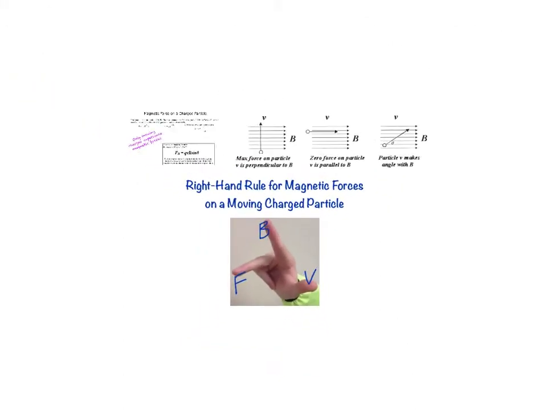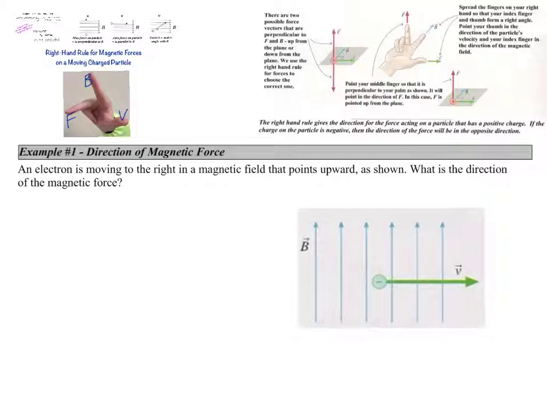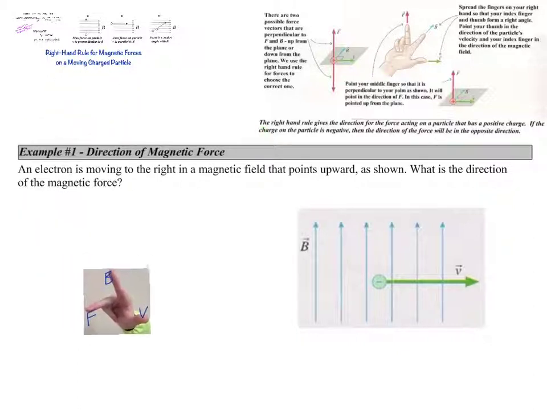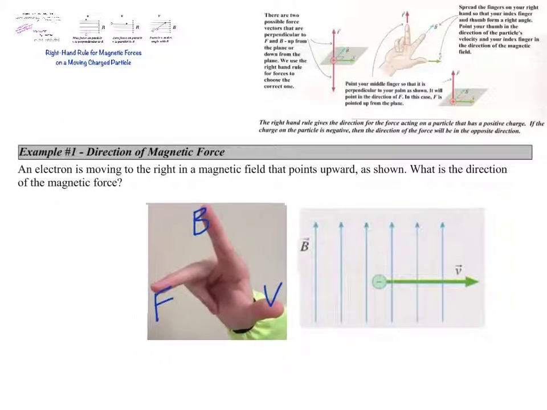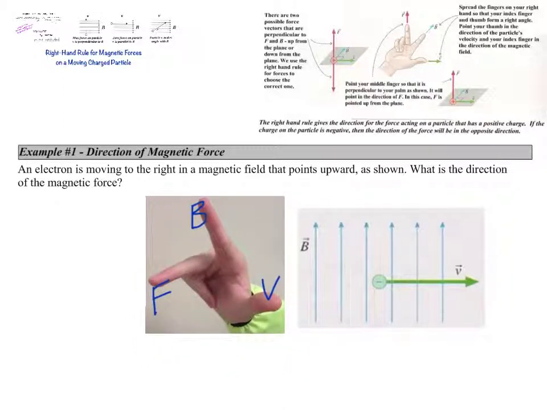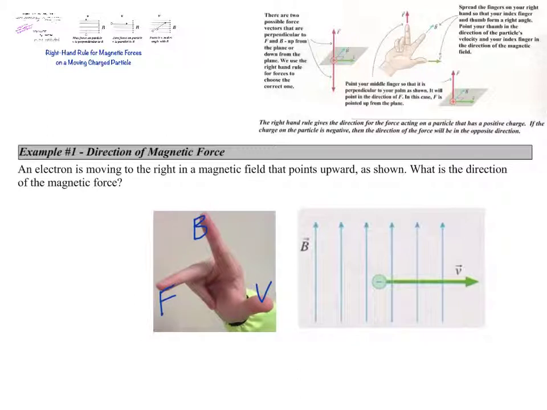So let's take a look at how this works. Suppose we have an electron moving to the right in a magnetic field that points upward toward the top of the page or top of the screen. What is the direction of the magnetic force? Using the right-hand rule then, we're going to take this hand here and point the thumb in the direction of the velocity, which would be to the right. Then we're going to take the index finger and point it in the direction of the magnetic field, which is going to be straight up.